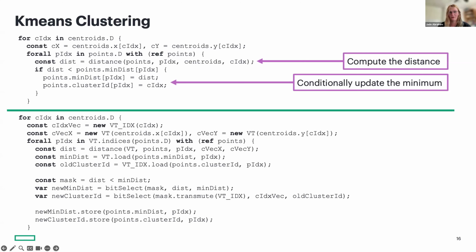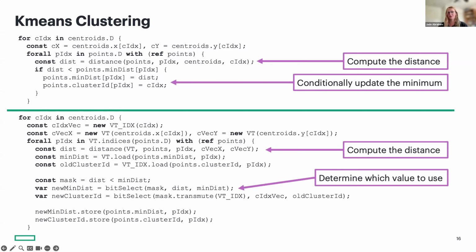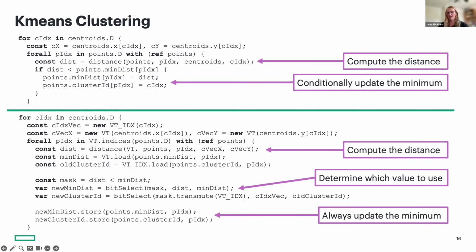And the vector code is a lot more verbose, and this is only a small section of maybe a couple hundred lines of Chapel. But you can still see this same kernel in there. There's the compute the distance. The call looks very similar. I'm calling my distance function. And then instead of conditionally updating the minimum, I'm going to determine which value to use with this bit mask and these bit selects. That way, I'm always updating the minimum value to either the previous value or the new value. This is to avoid those branches and use more vector optimization operations.